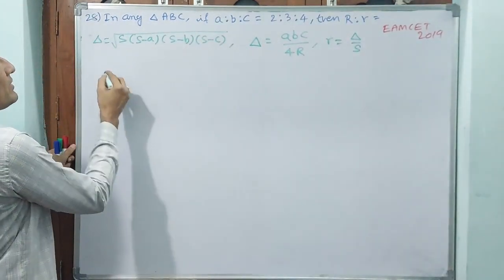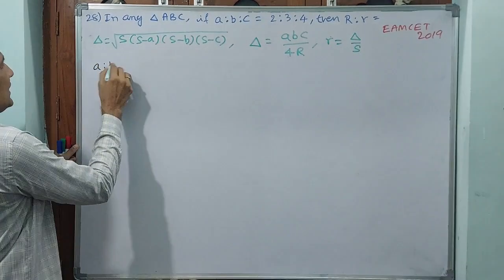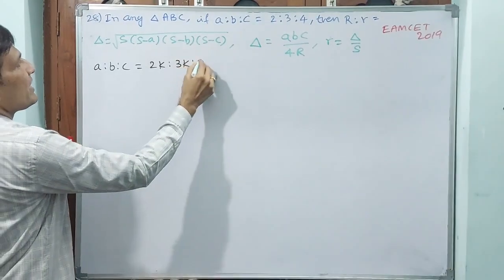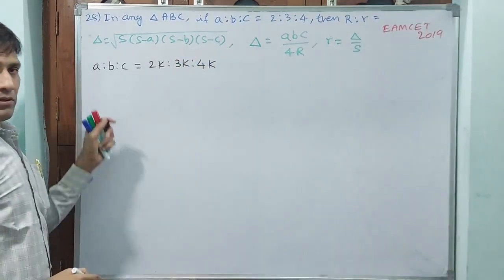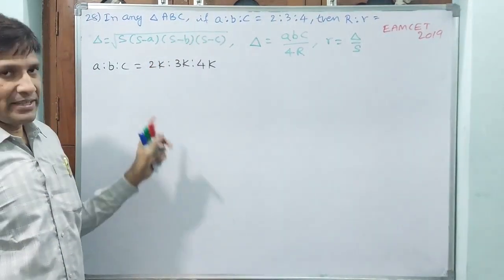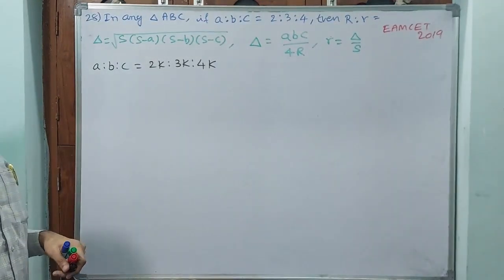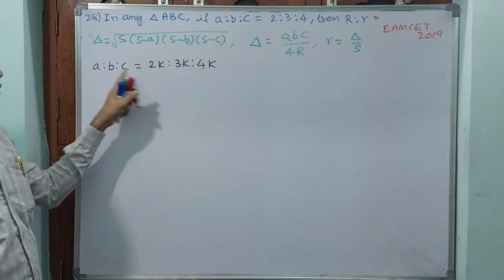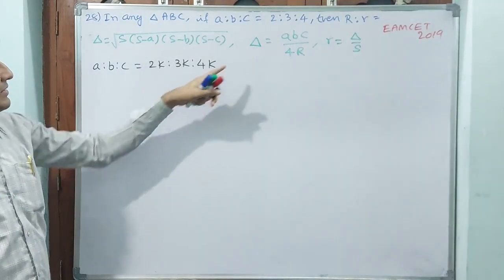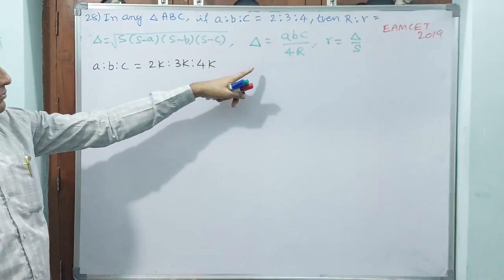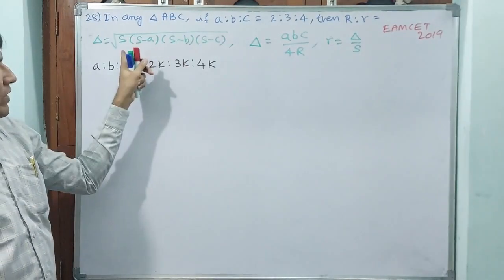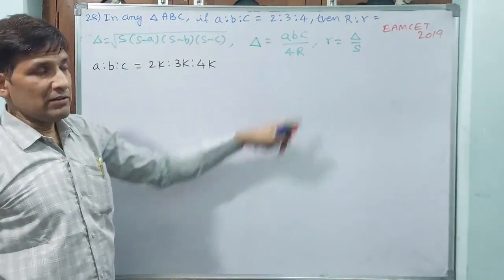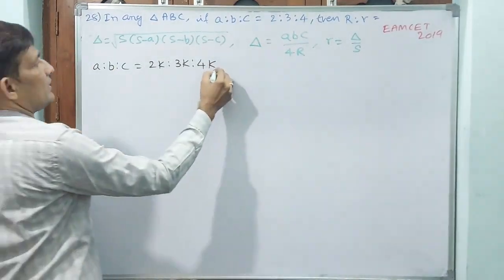See, let me take A is to B is to C equal to, rather than 2, 3, 4, I will take 2K, 3K and 4K. Why? Because we should take it in that manner only. Now we can take A, B, C like this, and R we don't know. Delta we have to find first. If you know delta and A, B, C, then you can find the R value. Let us first find the delta.